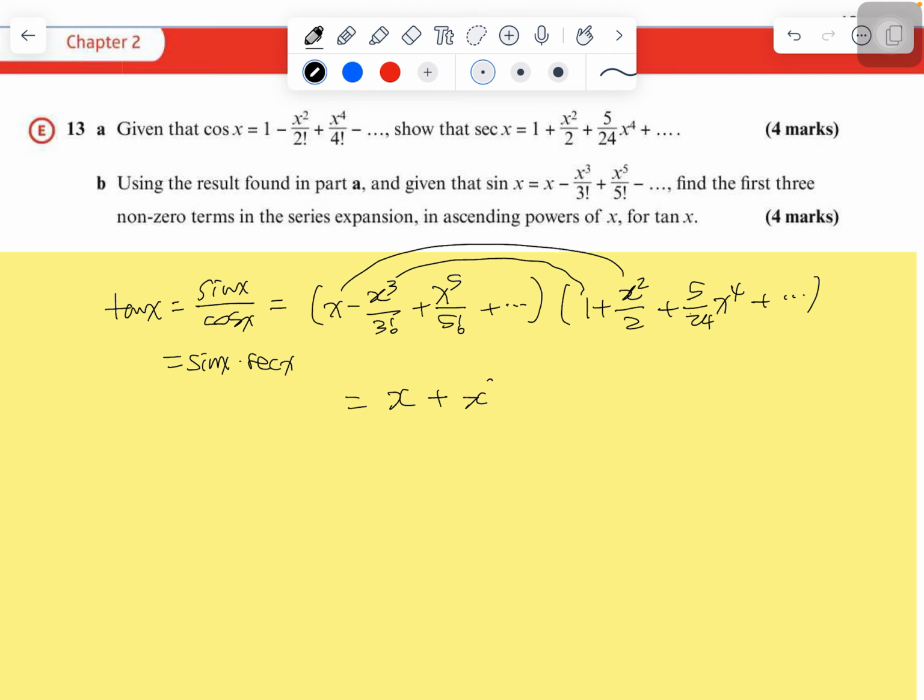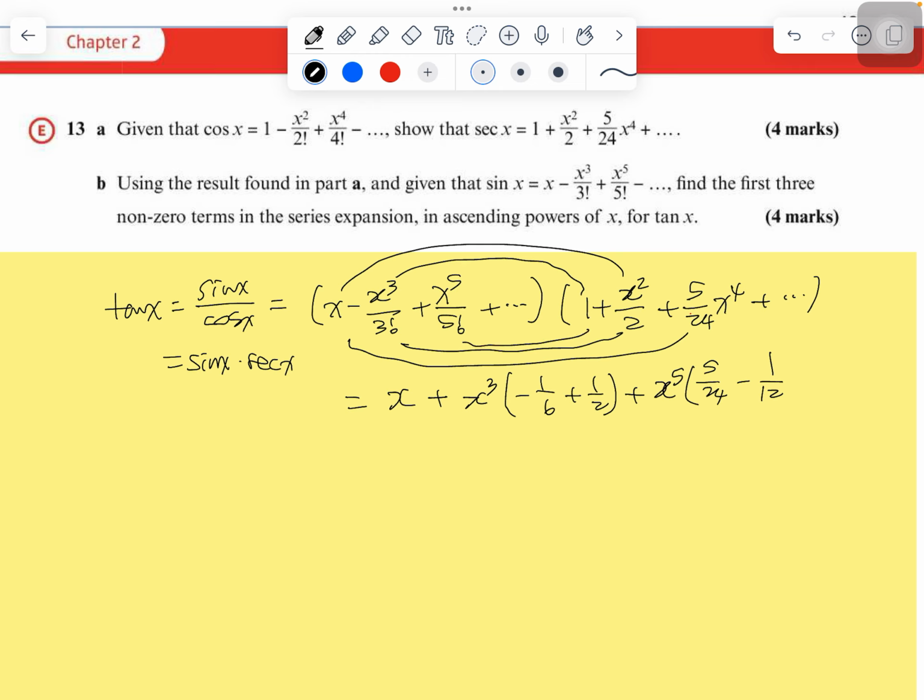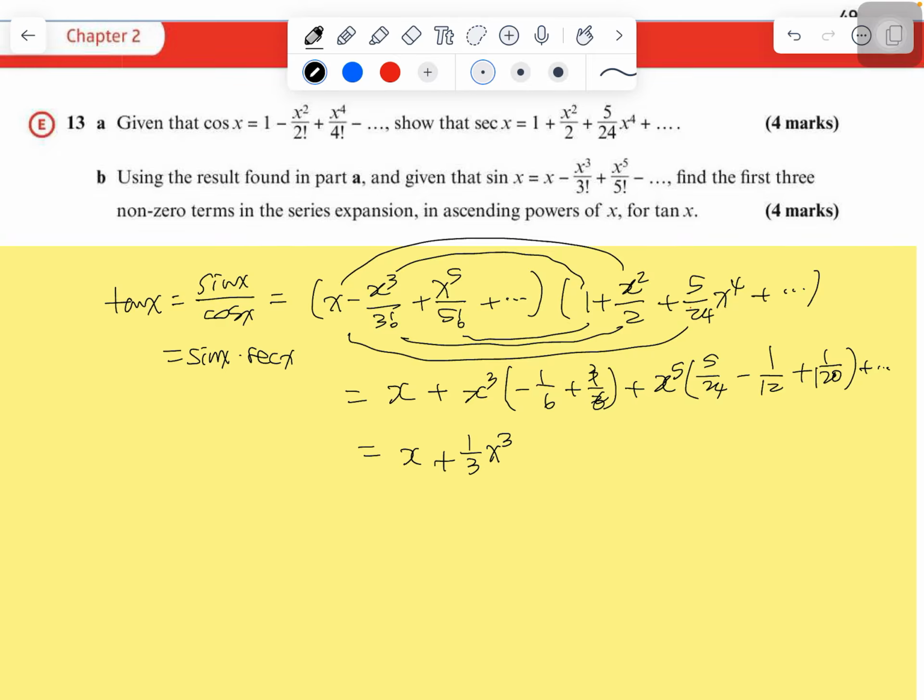So x to the power of 3 has coefficient minus 1 over 6 plus 1 over 2, which is 1 over 3 x cubed. We cannot make any x to the power of 4, but we can make x to the power of 5. Here 5 over 24, here negative 1 over 12, here 1 over 120, plus blah blah blah.